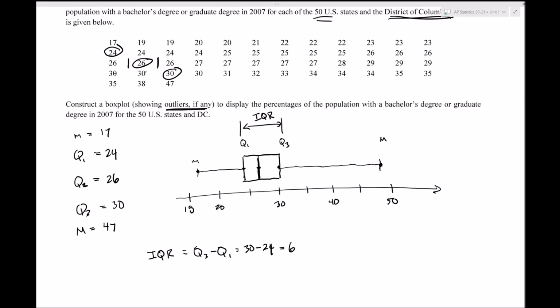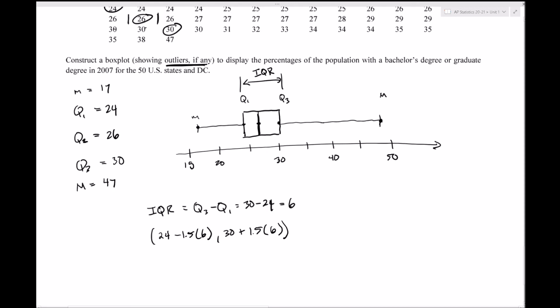The 9 is going to get subtracted from the lower end point, which is not the minimum, sorry, Q1. So 24 minus 1.5 times 6. The upper end point is Q3, which in this case is 30, plus 1.5 times IQR, which is 6. So it's Q1 minus 1.5 IQR to the left, Q3 plus 1.5 IQR to the right. Then we carry that out. 1.5 times 6 is 9: half of 6 is 3, so 6 plus 3 is 9.